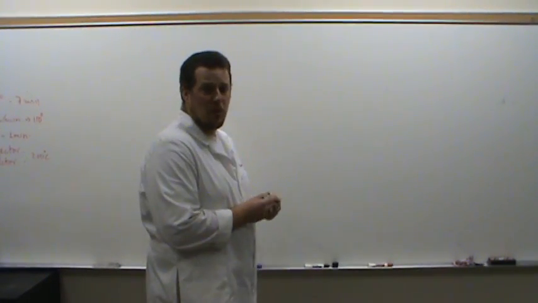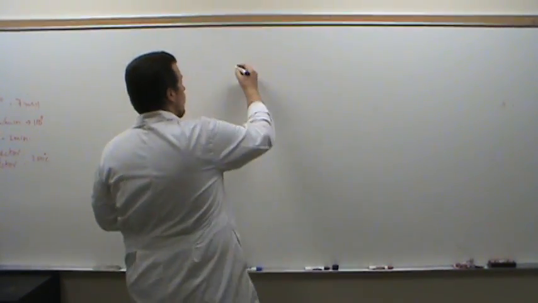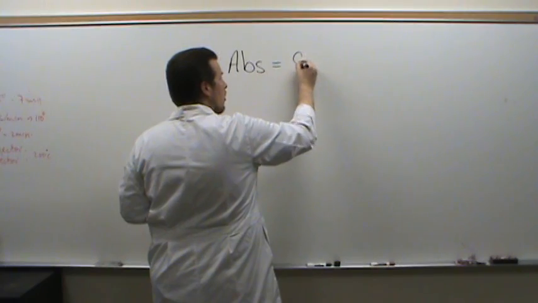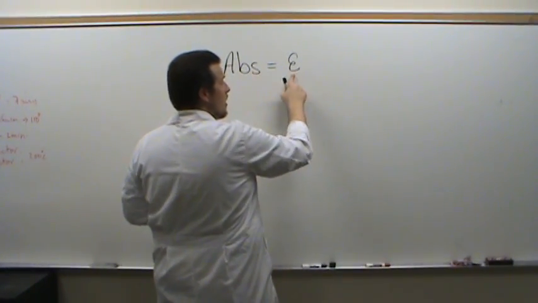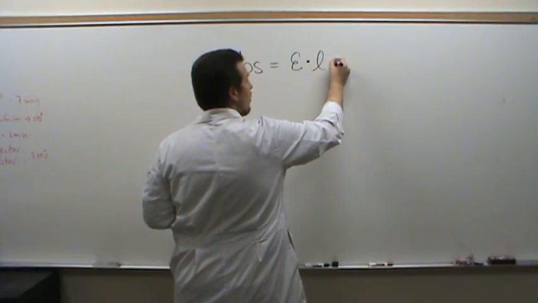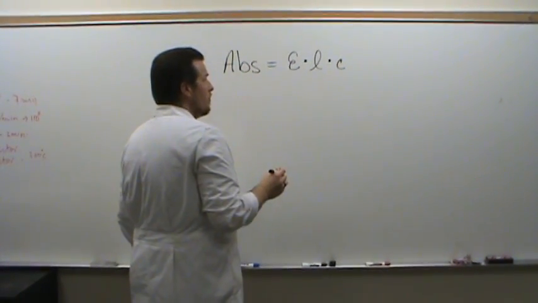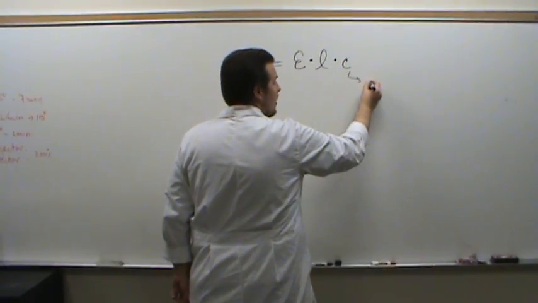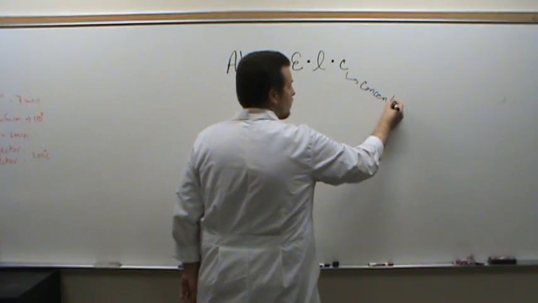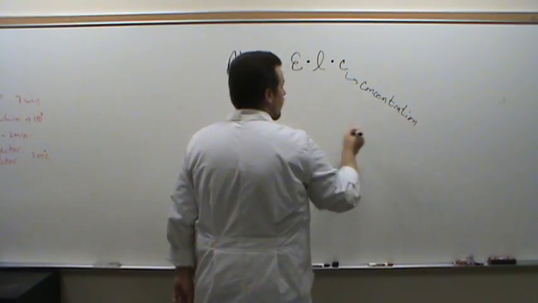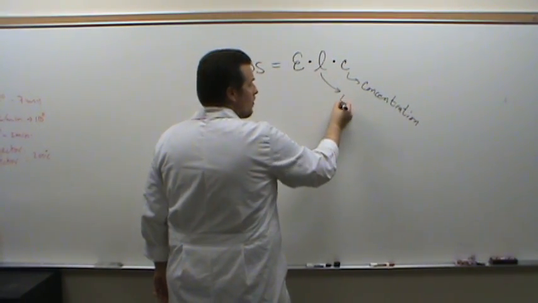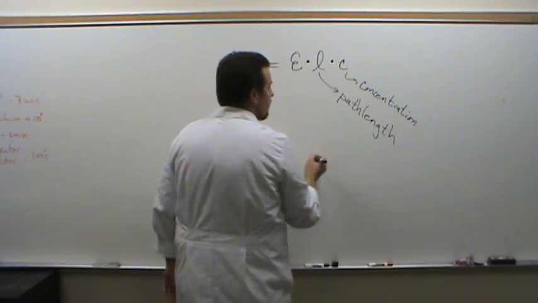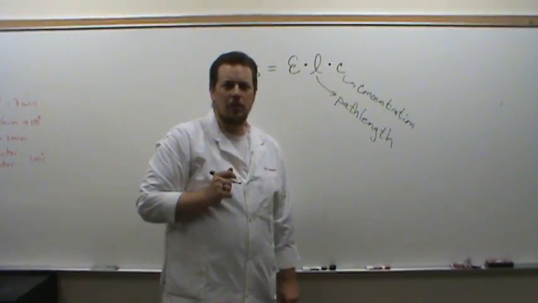So the simplest form of Beer's law that we can find is absorbance is equal to epsilon times L times C. So abs is absorbance, C is concentration, L is what we call path length, and what's epsilon?